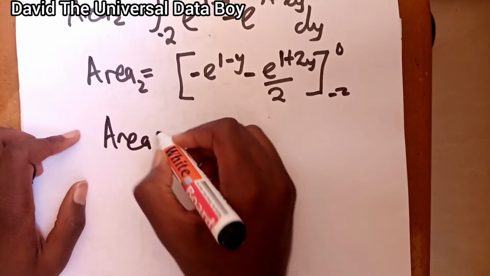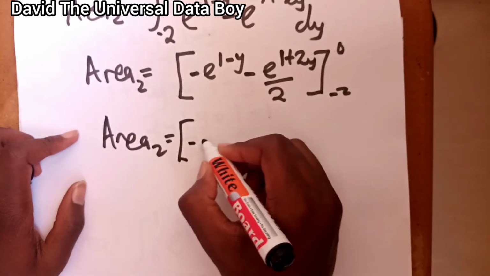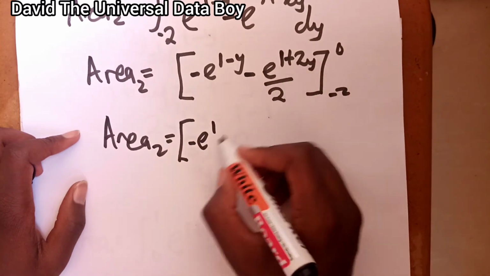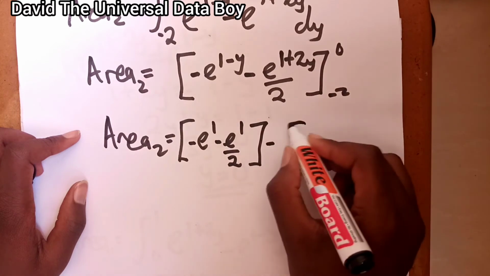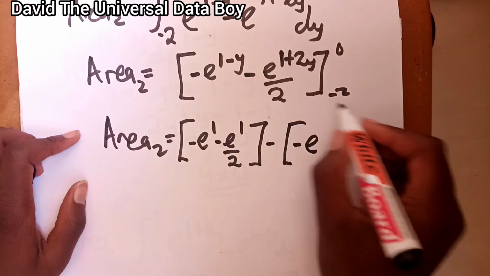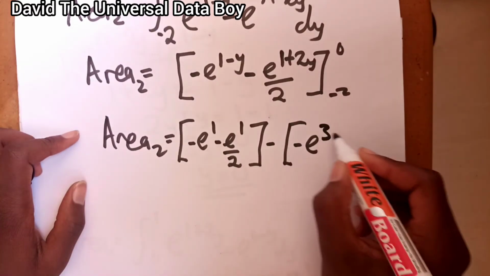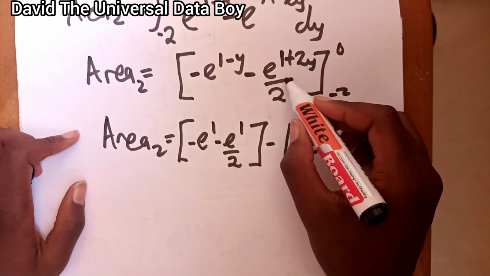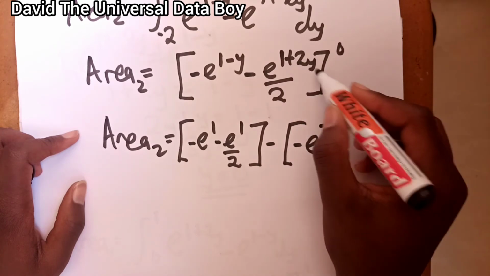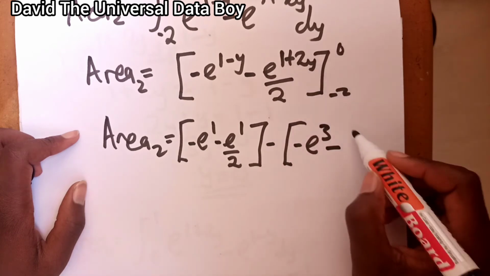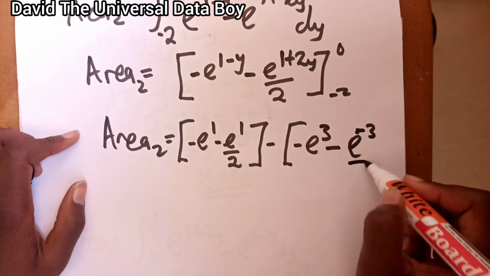So then we're going to find our area. Our area 2 is being given by, when we evaluate this one at 0, we have negative e to the power 1. Here we have negative e to the power 1 over 2. This one minus negative e to the power, here this -2, when you put it here it will be positive, so it will be to the power 3 minus, when you put our 2 there, that's -4. -4 plus 1, that's -3. So e to the power -3 over 2.